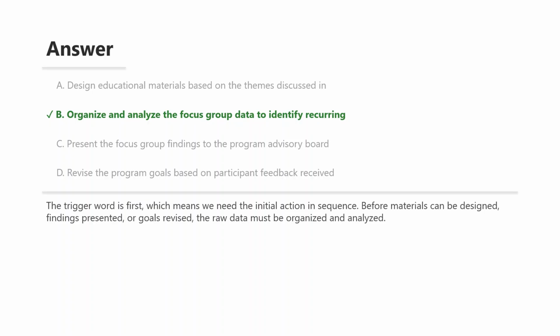The correct answer is B. The trigger word is first, which means we need the initial action in sequence. Before materials can be designed, findings presented, or goals revised, the raw data must be organized and analyzed. Option B is the necessary precursor to all other options. Options A, C, and D are all legitimate actions, but they cannot occur until the data has been properly analyzed.